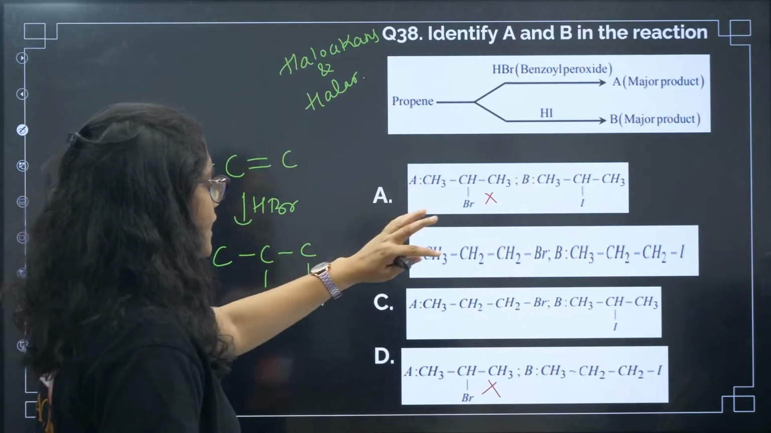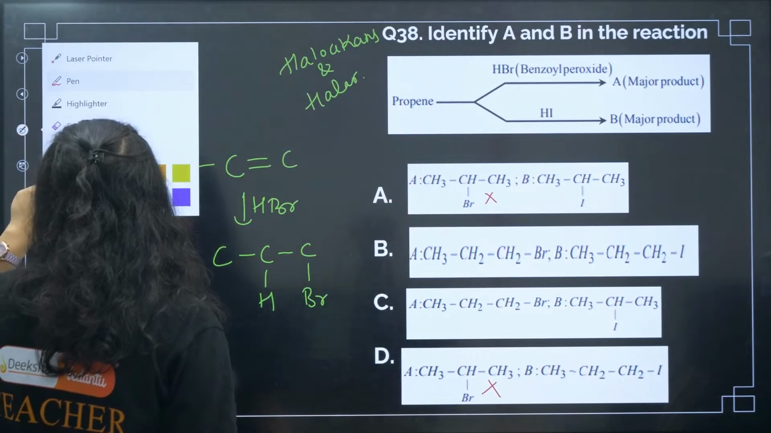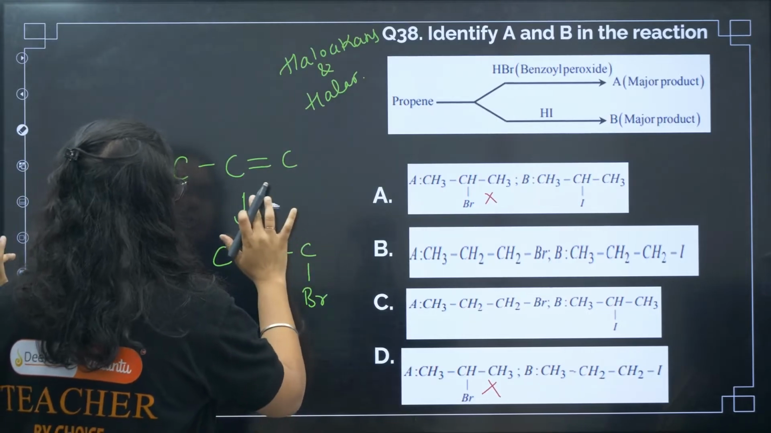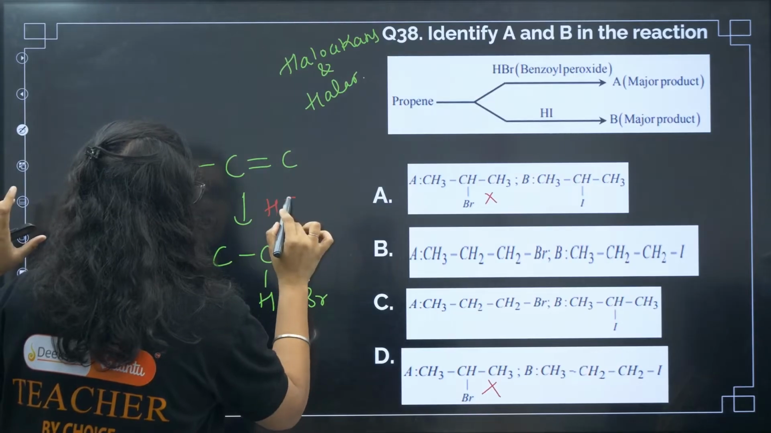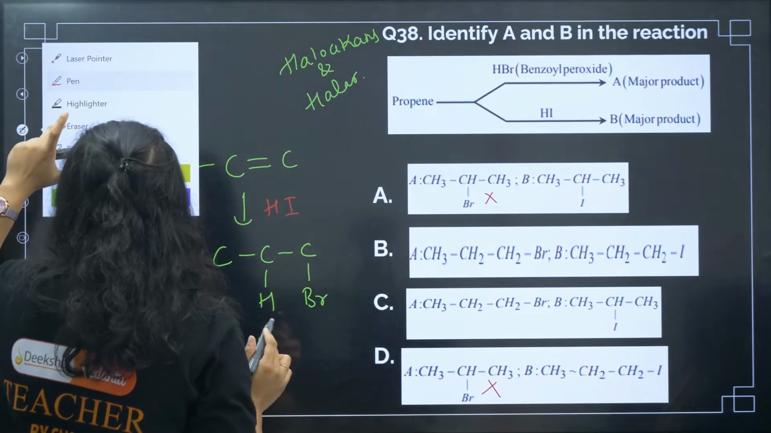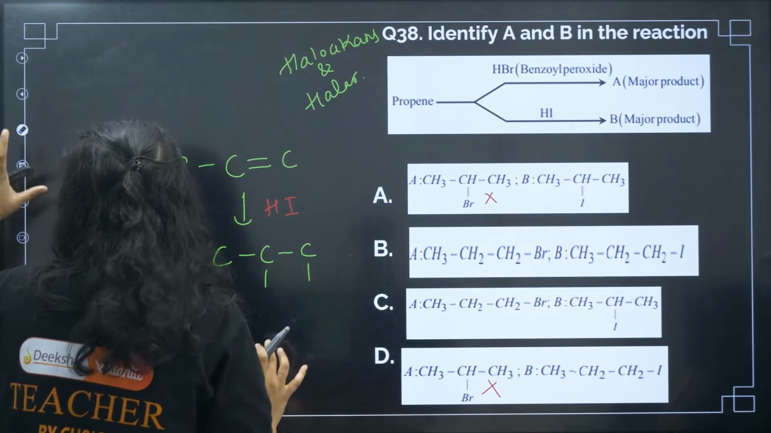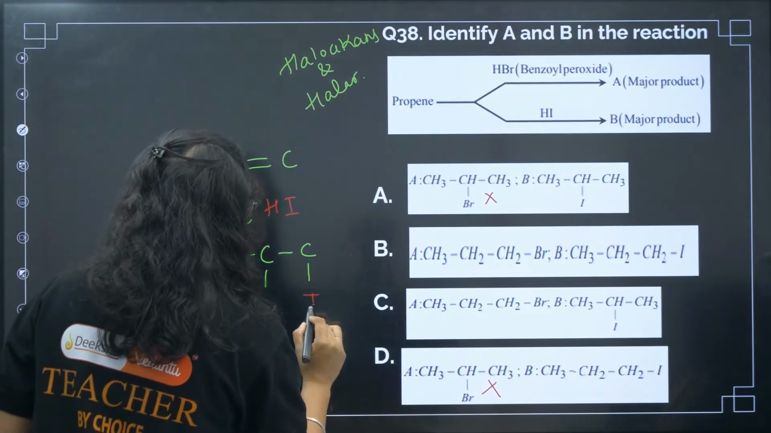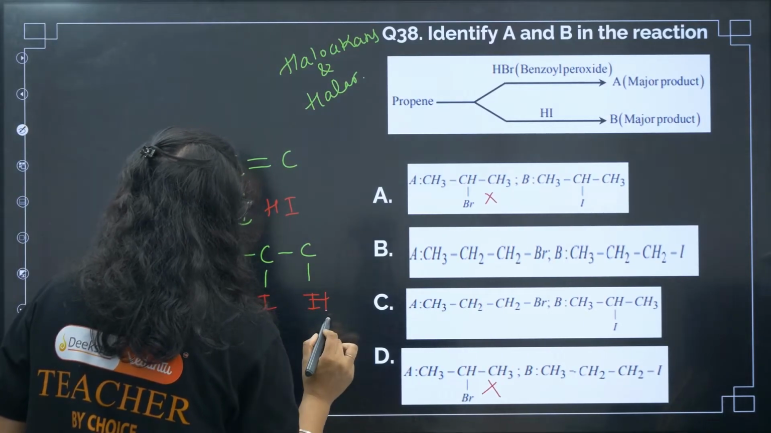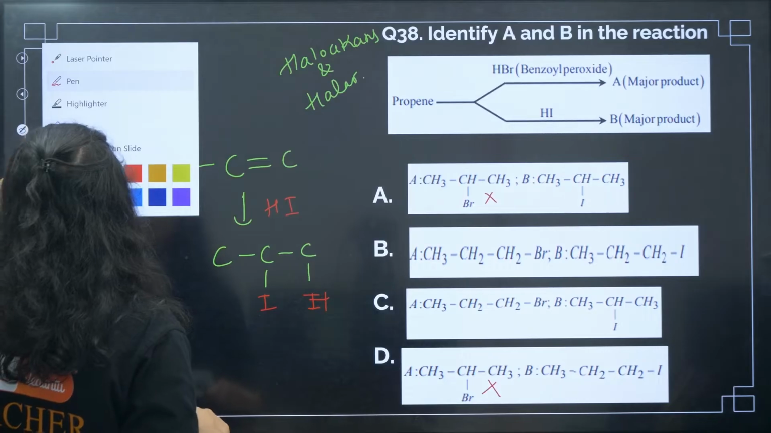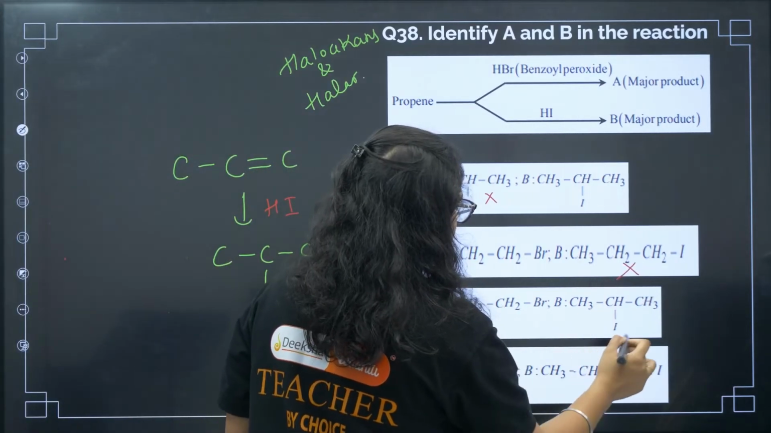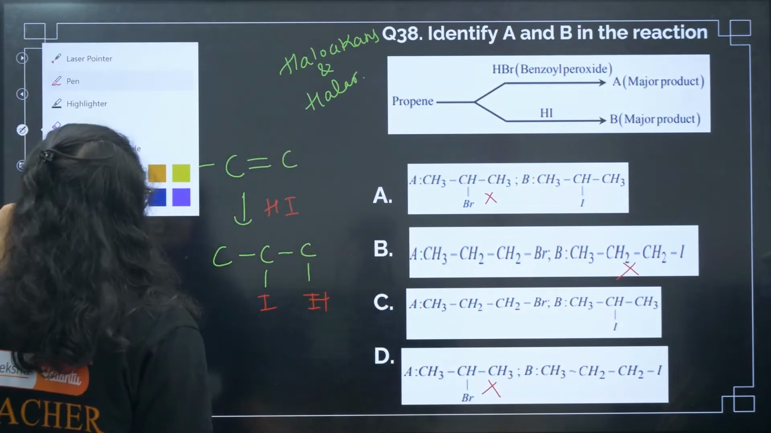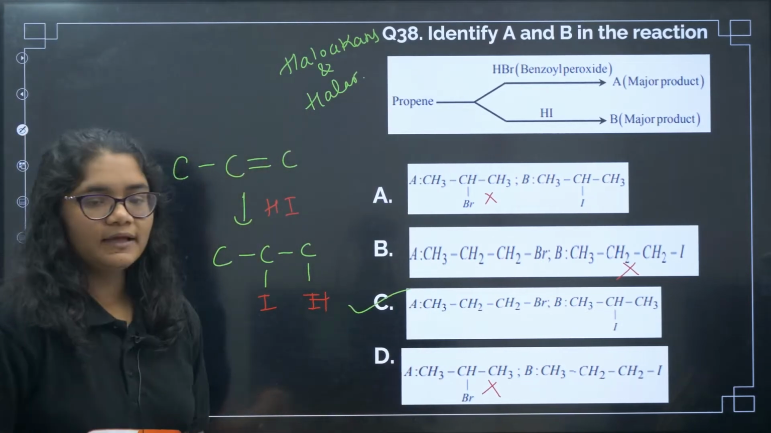Now if you see HI, if you are adding simple HI, that will follow Markovnikov's addition, right? So if I add HI, then the product formed will be based on Markovnikov's addition. I'll get I here and H here, so I will be on the middle carbon. So if I see the options, in these two, here I is on the last carbon, here I is on the middle. So the correct answer for this question will be option number C.